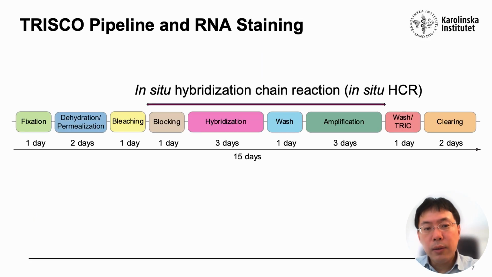Next, let's delve into RNA staining. In the TRISCO pipeline, we use a method called in situ hybridization chain reaction, or in situ HCR. Let me briefly explain how this technique works.